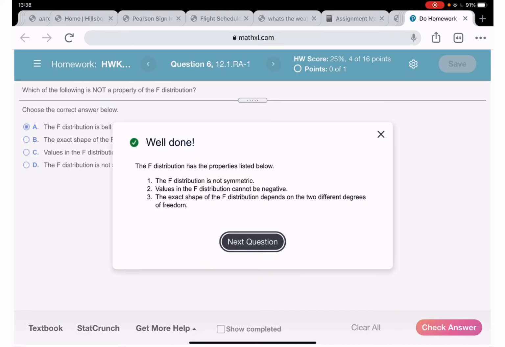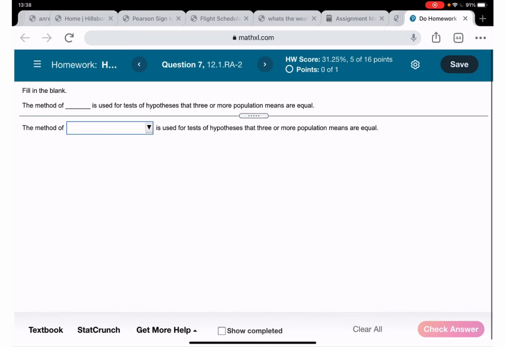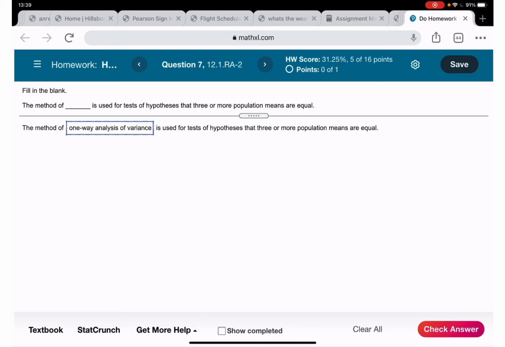Well, okay, next question. So what do we have here? The method, we need to fill in the blank. What method do we have that is used for testing the hypothesis that three or more population means are equal? That's one-way ANOVA, one-way analysis of variance. It's one-way ANOVA.